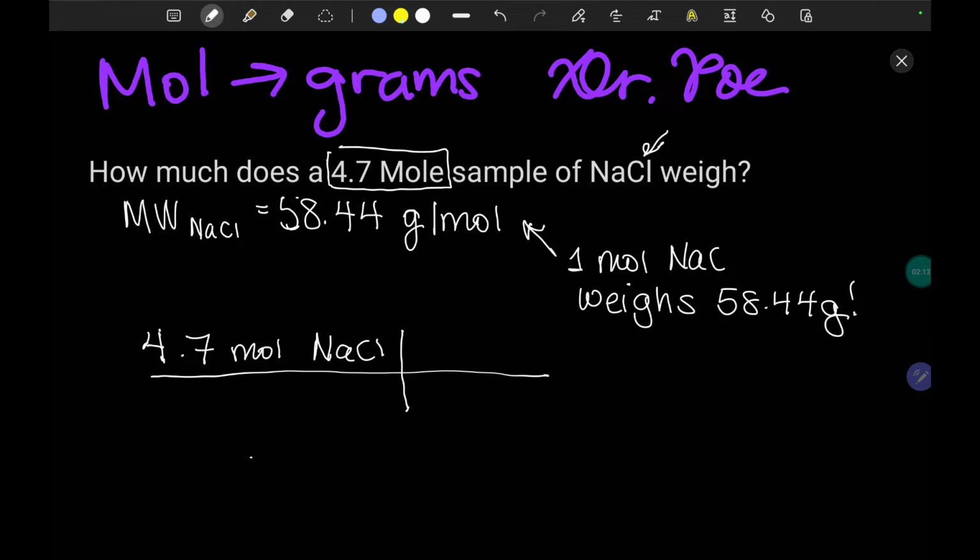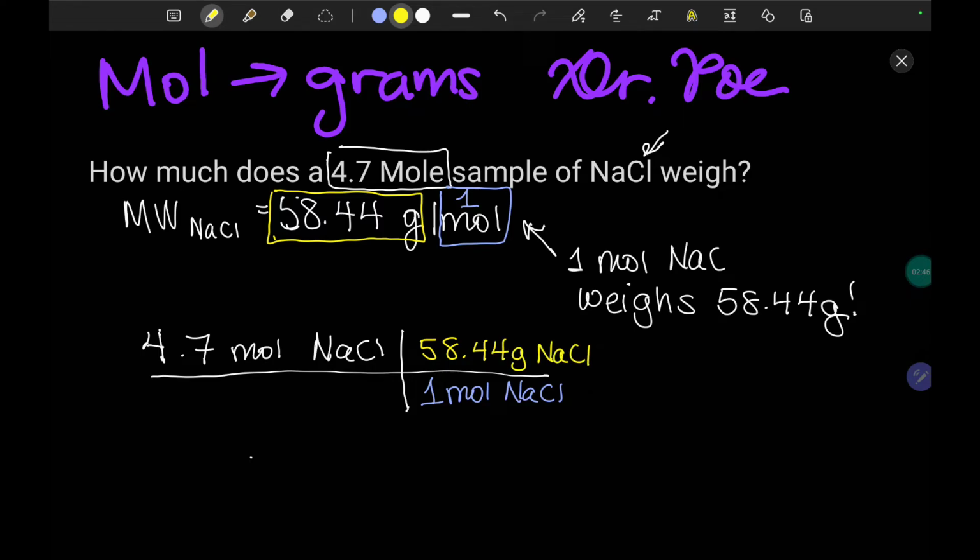So in this case, our conversion factor is from the periodic table. So we know we can convert between grams and moles using the periodic table. And we know that this is going to tell us how much 1 mole weighs. So we want moles on the bottom in this case. 1 mole NaCl is going to weigh 58.44 grams. This is going to help us cancel the units, moles NaCl with moles NaCl.